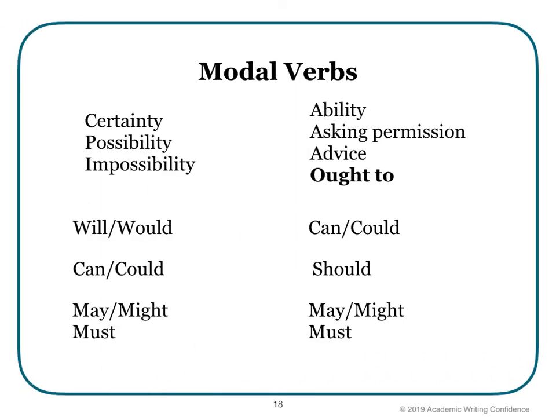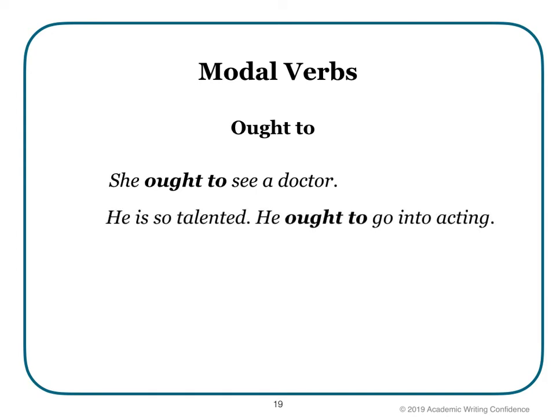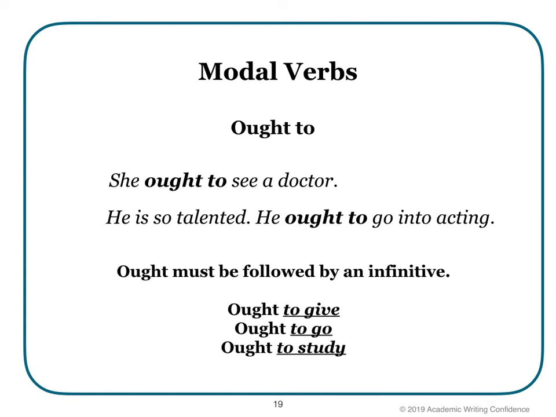And here's one more way that we can use modal verbs, the words ought to. She ought to see a doctor. The words ought to is a strong type of suggestion or advice somewhere between should and must. Here's another example. He is so talented, he ought to go into acting. Now, the word ought must be followed by an infinitive. So, for example, ought to give, ought to go, ought to study. This is how we need to use this word.